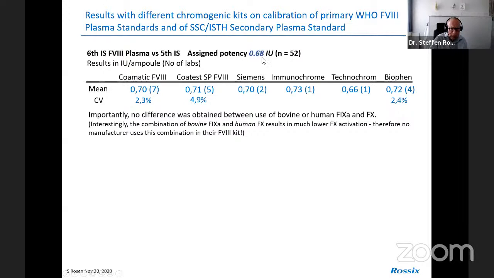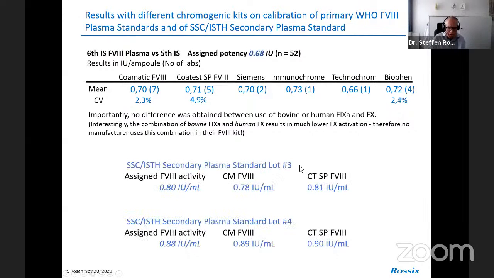Most of the labs used Chromogenix and Coatest kits, and importantly, there was no difference between use of bovine and human 9A and 10. I should mention that, as we found out, and certainly also other labs found out in the early 80s, that if you combine bovine 9A with human 10, you get a much lower factor 10 activation, and therefore no manufacturer uses this combination in their factor 8 kit.